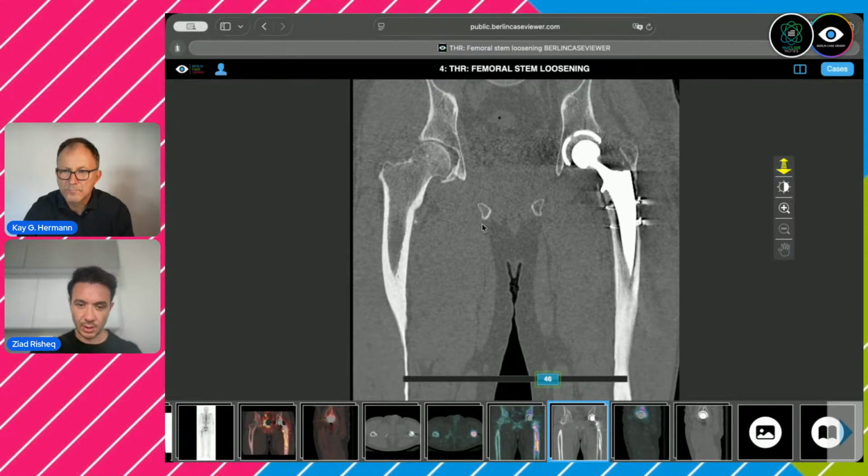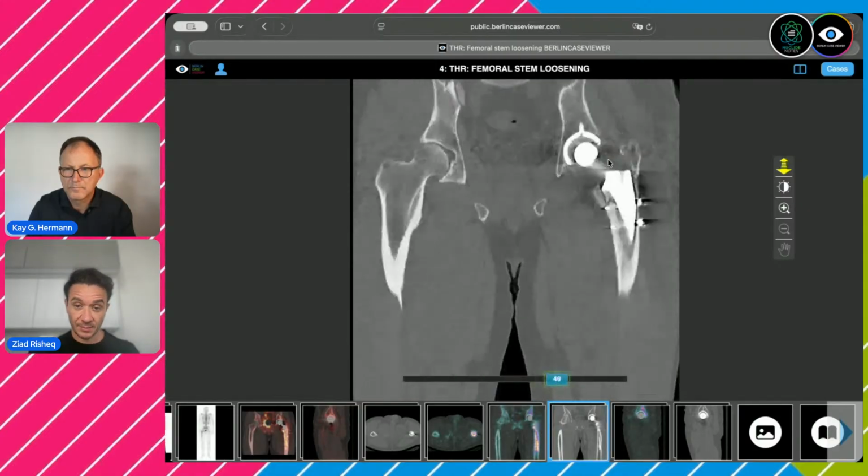Usually we see this with metal on metal prosthesis. You have a large soft tissue mass that is centered around the proximal part of the prosthesis, and it is showing a peripheral rim of uptake. But definitely you need to do an MRI to do the diagnosis.